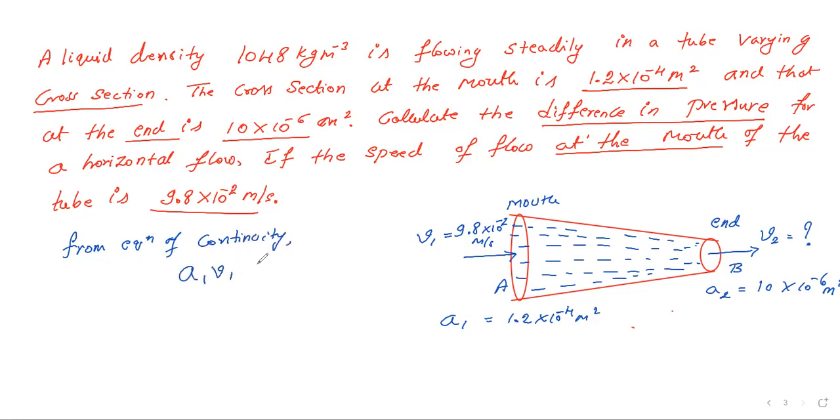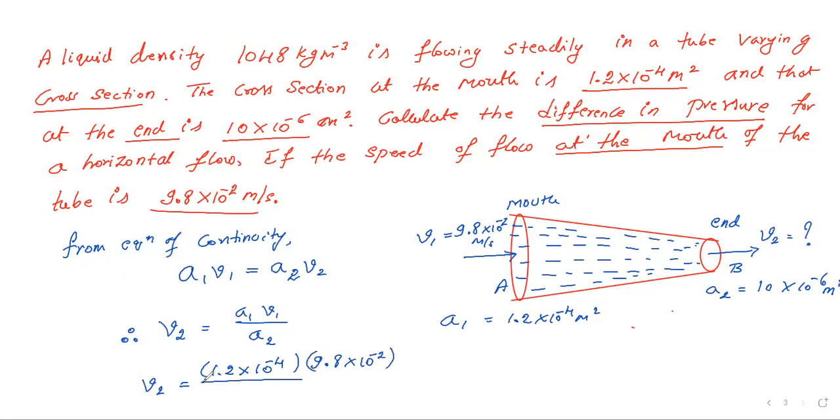So we know that the product of area and velocity will be constant. So A1 V1 is equal to A2 V2. Let's find out what the V2 value will be. It is A1 V1 divided by A2. So A1 is 1.2 into 10 power minus 4, V1 is 9.8 into 10 power minus 2, whole divided by A2, 10 into 10 power minus 6. Here the 10 power minus 4 and 10 power minus 2 over 10 power minus 6, both terms will be cancelled here. And solving it further, we get 1.2 into 9.8 divided by 10.